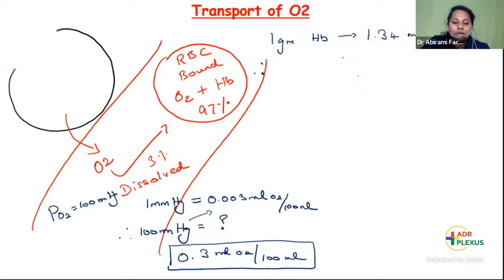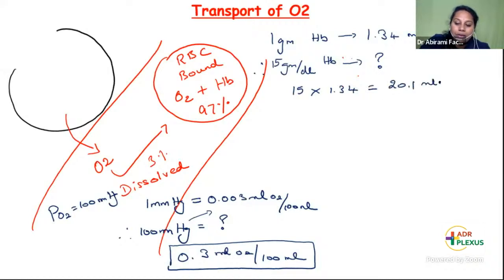Therefore, what is the normal hemoglobin concentration? Around 12 to 16. So let's keep an average value of 15 grams per deciliter of hemoglobin. Usually hemoglobin values are given in deciliters. So 15 grams per deciliter of hemoglobin will bind to how much oxygen? How will you do this? 15 into 1.34 will give you 20.1 ml of oxygen per 100 ml of blood.